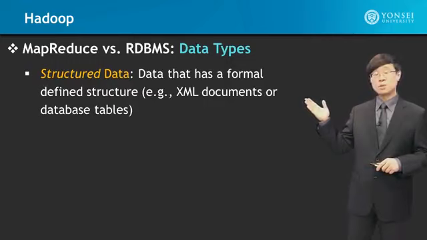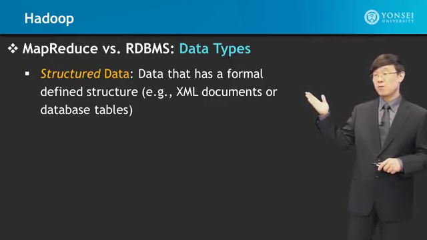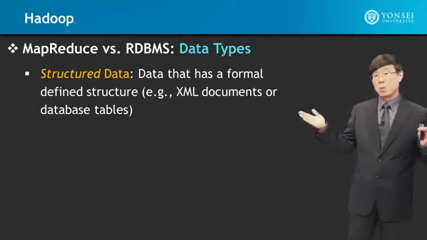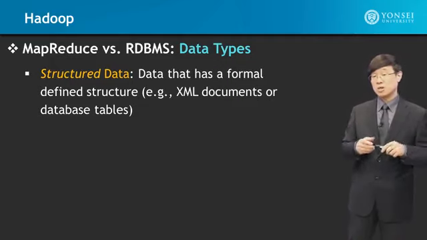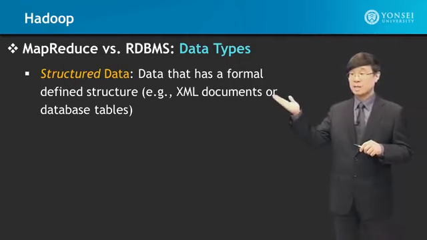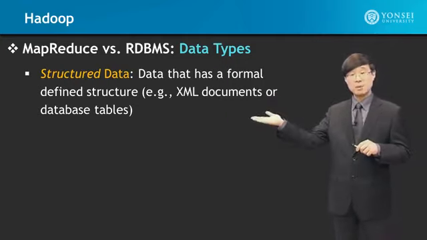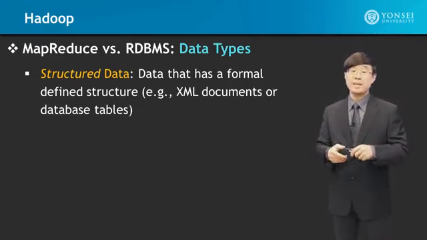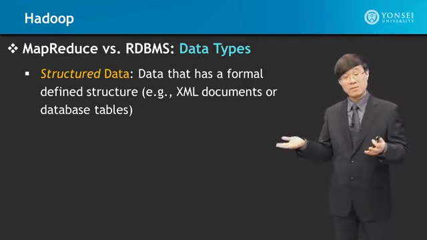Now we look into some data types. Structured data. This is data that has a formal defined structure. What type of data is structured data? Well, this is an example of something that you've looked at. XML documents or database tables or what you put into an Excel file to draw a graph.